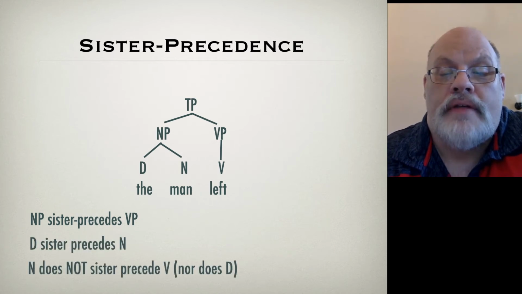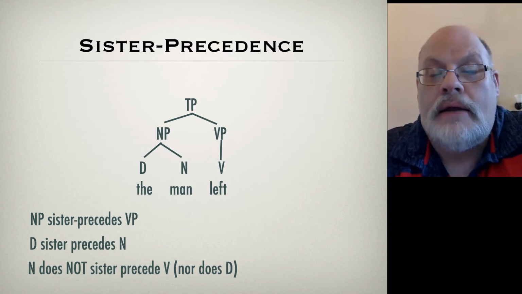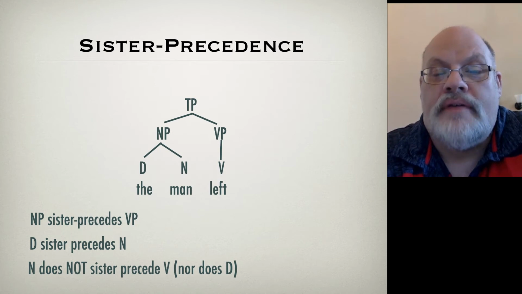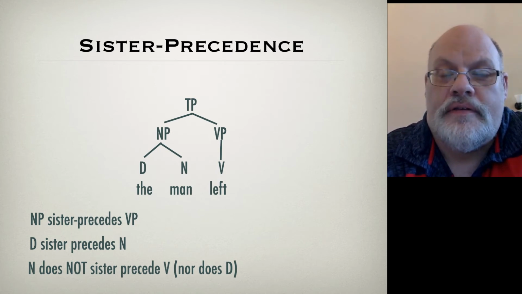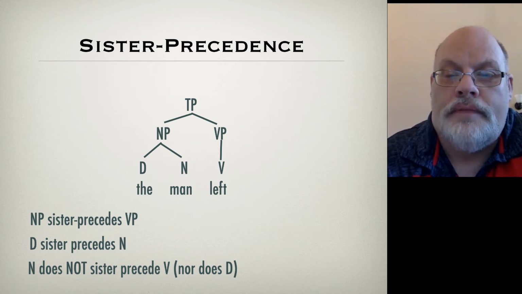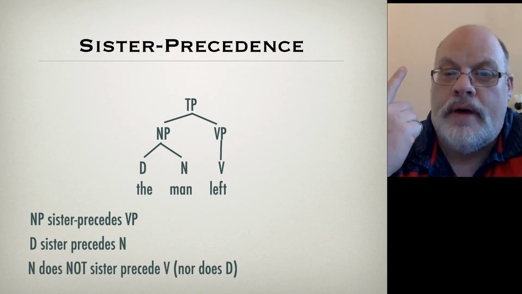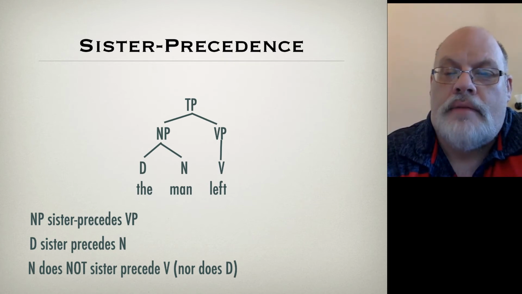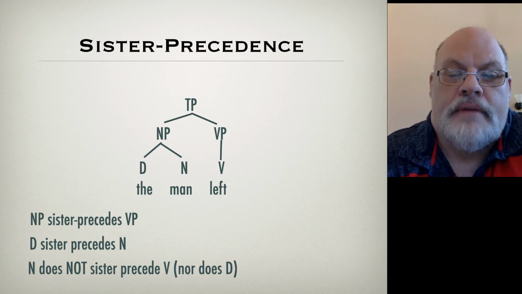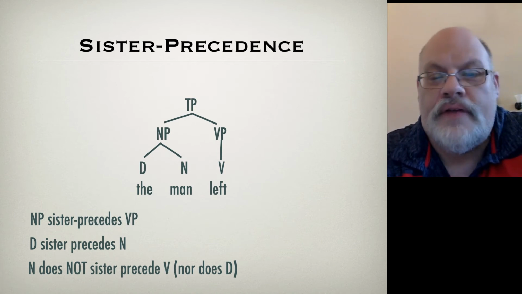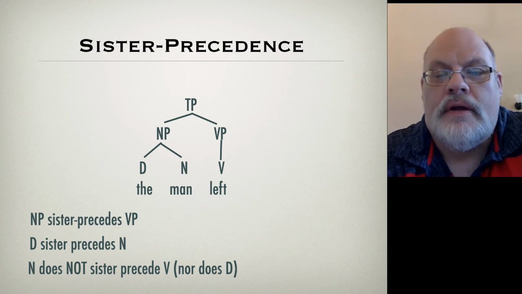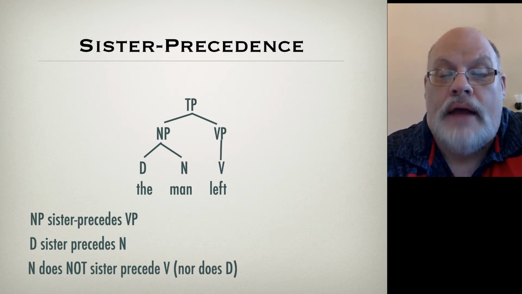But notice that although the noun man precedes the verb, it does not sister precede it, right? That's because the noun and the verb are not sisters. They do not share a mother. They share a grandmother, but not a mother. So they are not both immediately dominated by the same node. So we cannot talk about a sister precedence relationship between the noun man and the verb left.